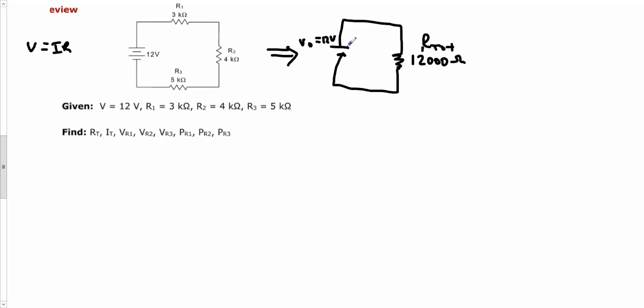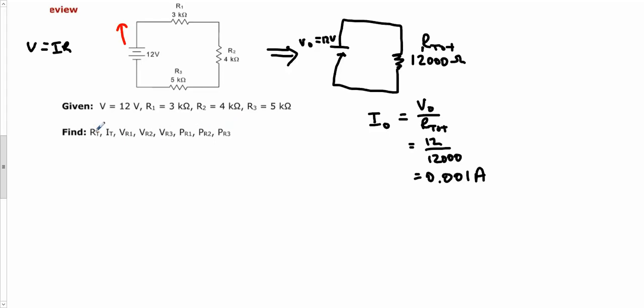If I have the total V and the total R, I can find the current that leaves the battery. So let's put I0 equals V0 over R total. All I'm doing is using this guy, just rearranged. I is V over R, which is 12 over 12,000, which is 0.001 amps. So that is the current that leaves this battery. Yes?